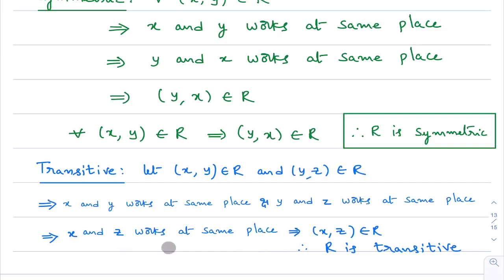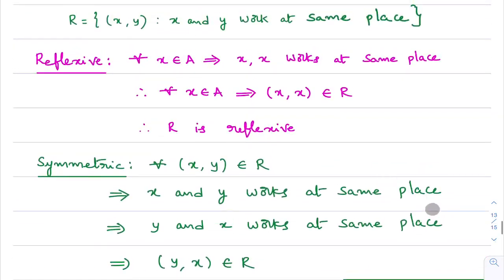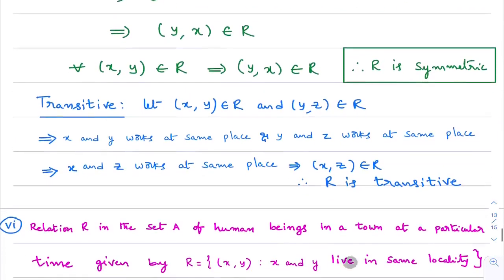So x and z work at the same place means the ordered pair (x, z) belongs to this relation. Therefore, this relation R is transitive. I hope you understand this. So this relation is reflexive, symmetric, transitive. You can observe here I didn't use any counterexample. I generalized the things to explain these, right?